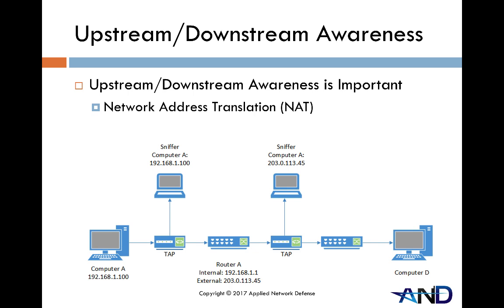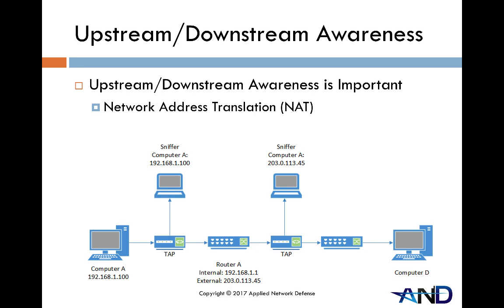Well, when the router receives the packet from computer A, so the packet being sent from A to computer D, it actually takes the packet and modifies it. It rewrites the source address of that packet so that it can forward it using its external interface. The packet that did have a source IP address of 192.168.1.100 will now have a source IP address of 203.0.113.45, which is the same as the external interface of the router. The router essentially takes responsibility for the packet and sends it as its own.